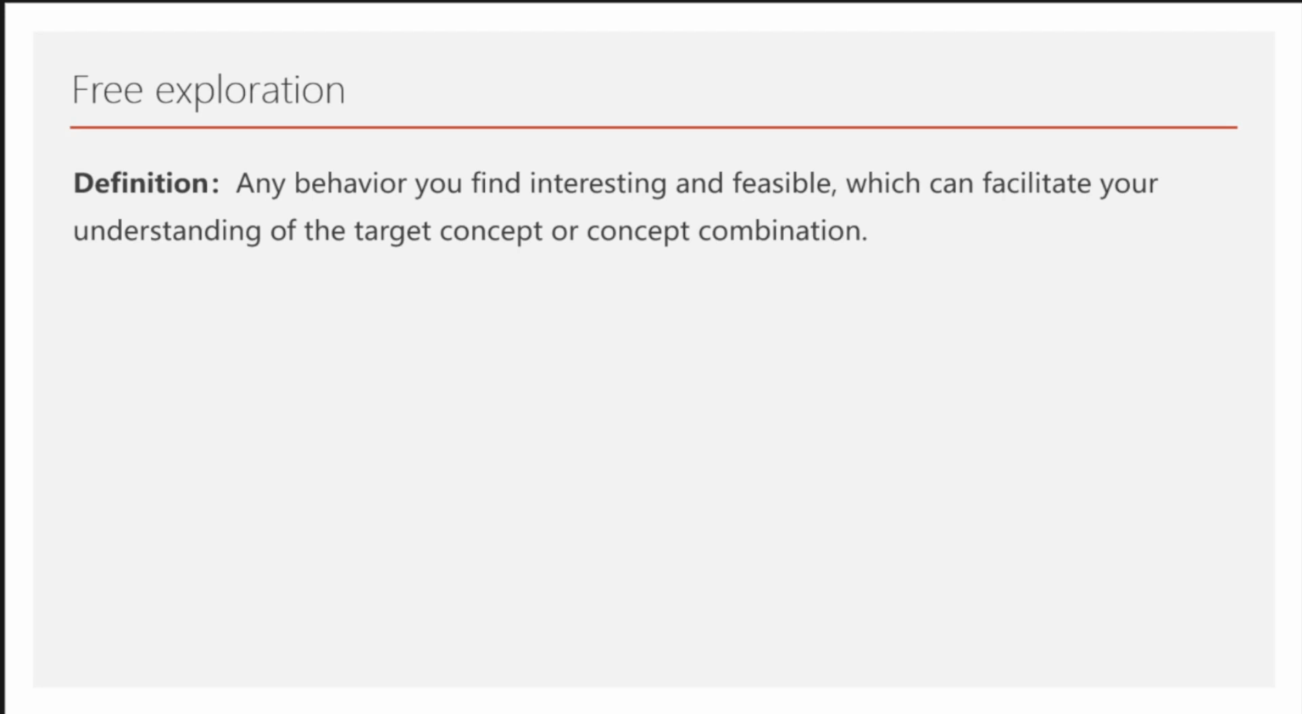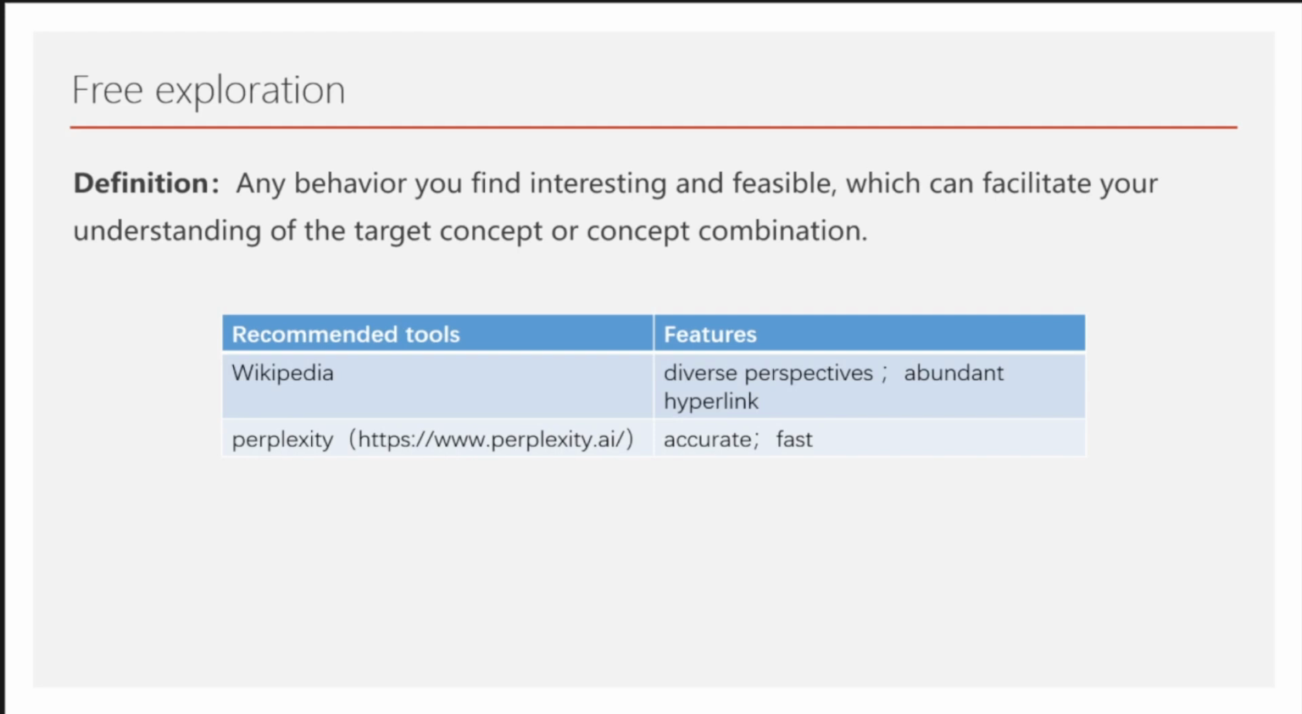Apart from reading academic papers, free exploration may also be reading relevant news, novels, watching relevant movies, chatting with other people about relevant topics, or even visiting a relevant place. I recommend two tools for free exploration. The first is Wikipedia. It has two major features, that is, diverse perspectives and abundant hyperlinks.